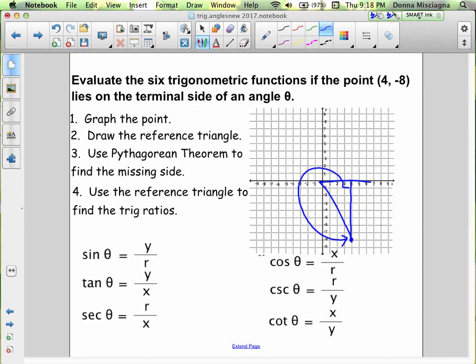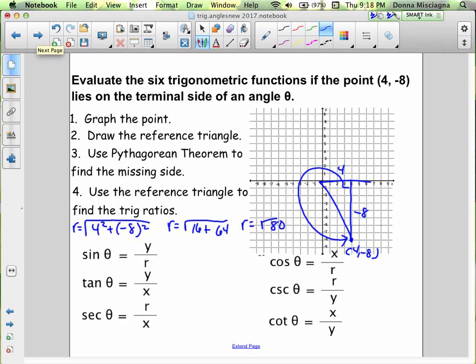So we have our triangle, and now we're going to use the Pythagorean theorem to find our missing side. Horizontal was 4. This point here was (4, -8). The vertical was -8. So r is the square root of 4 squared plus -8 squared, which is not a Pythagorean triple. 16 plus 64, which is 80. And we want to simplify the radical.